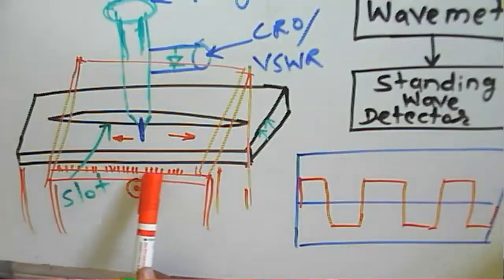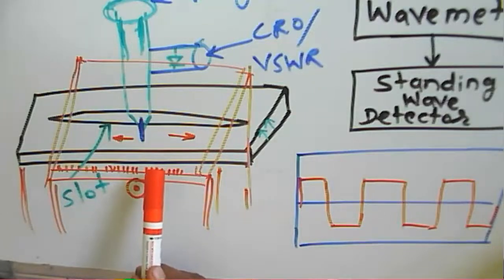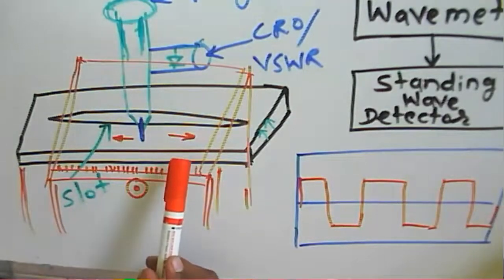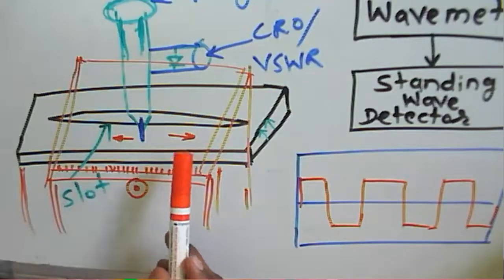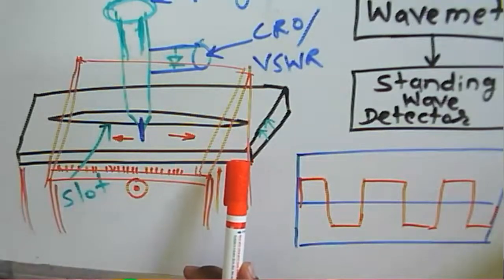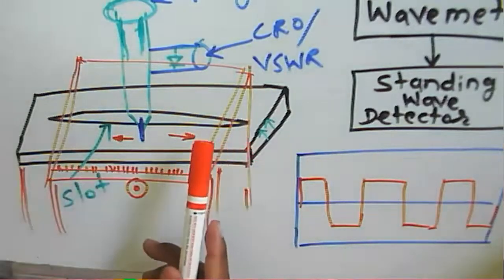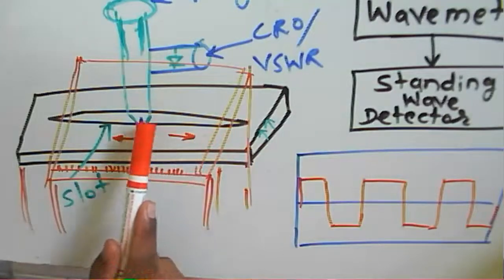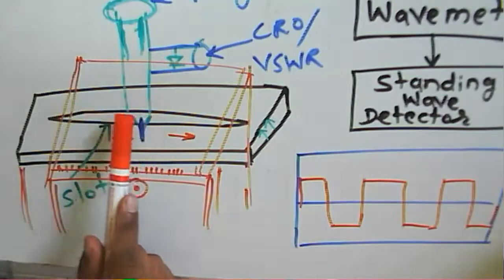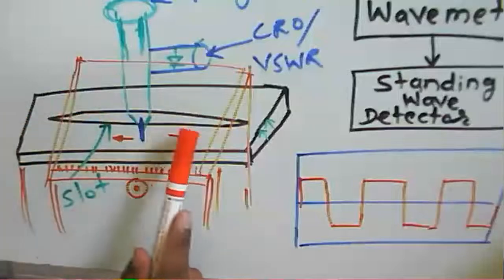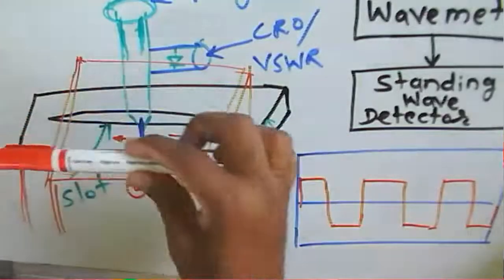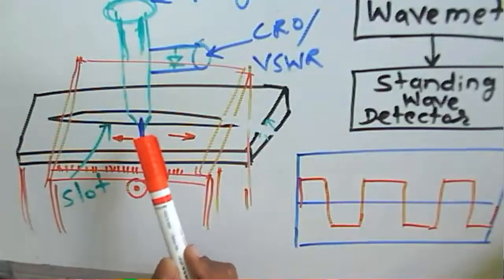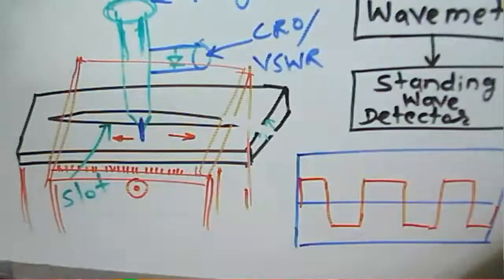Here the scale is used to measure at what particular point, or at what particular scale, we are getting the maxima and minima there. That maxima and minima point we are supposed to measure from the load end. Means from the load end, we are supposed to rotate this probe toward this direction, so that we are able to measure the maxima and minima there.